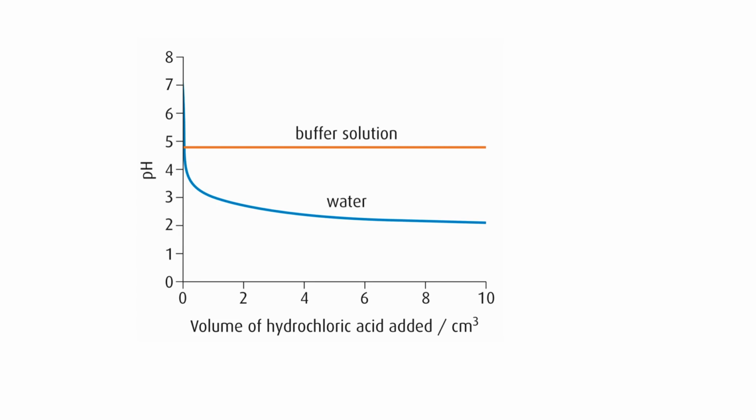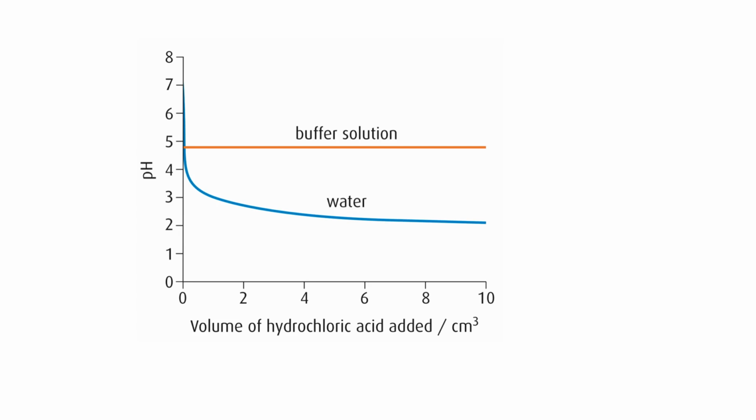So normally, if I add acid to water or any neutral solution, the pH will go from 7 drastically down to 2. But a buffer whose starting pH might be 5, might be 4, might even be 8 or 9, as we'll see later on, if I add a small amount of acid to that buffer, theoretically the pH should not change. Now, I'll give you an idea.